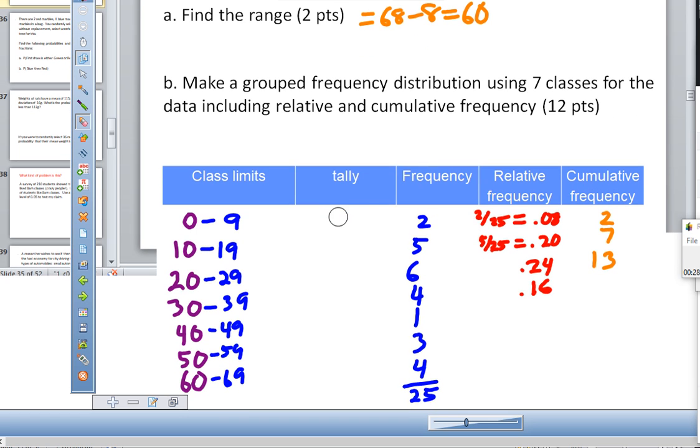That's okay. So say there's 2 of them, 5 of those. You guys can do this later on your own. 6 of those, 4 of those, 1 of those, 3 of those, 4 of those, and altogether we have 25. I didn't count them, but let's not waste time counting.